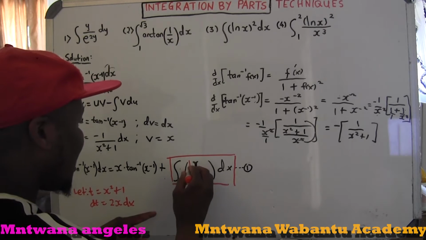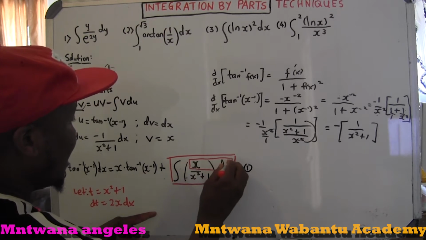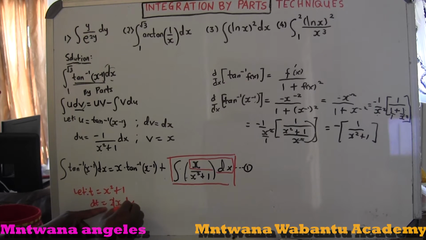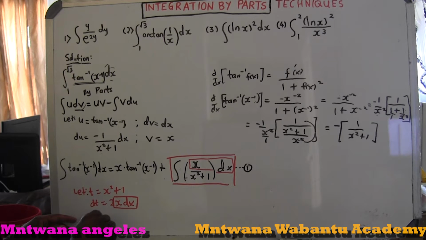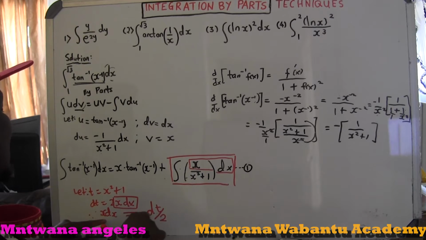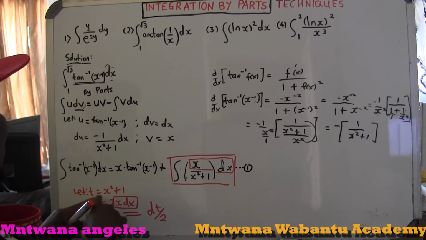So you see this one here, x dx is this one, x dx. So what is x dx? x dx equals dt over 2. x dx equals dt over 2. Oh, okay. So now we say x dx equals dt over 2. So now I'm going to substitute: instead of x dx, I'll say dt over 2, and x squared plus 1 equals t.